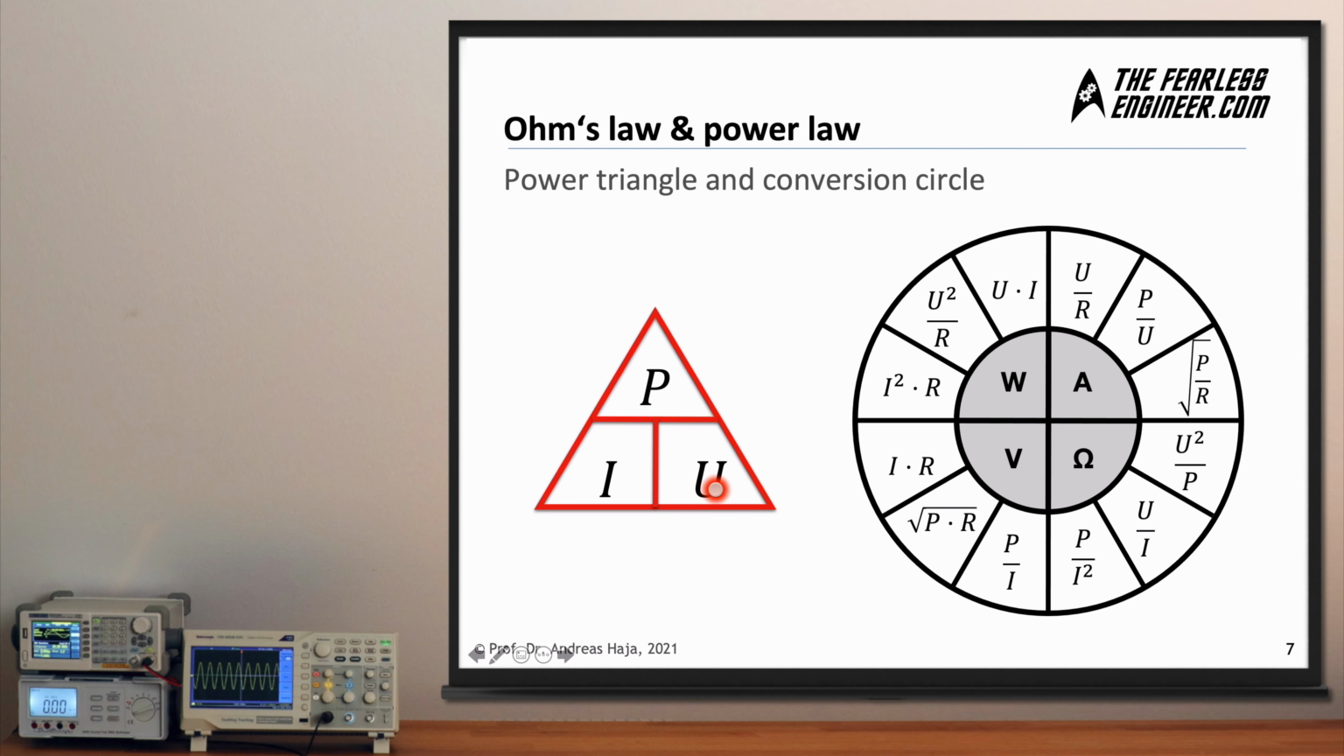It's a rather simple triangle here, but let's say in an exam situation which might be stressful, where you might have forgotten the correct form, this very simple graphical representation of the power law helps you remember the correct equation.